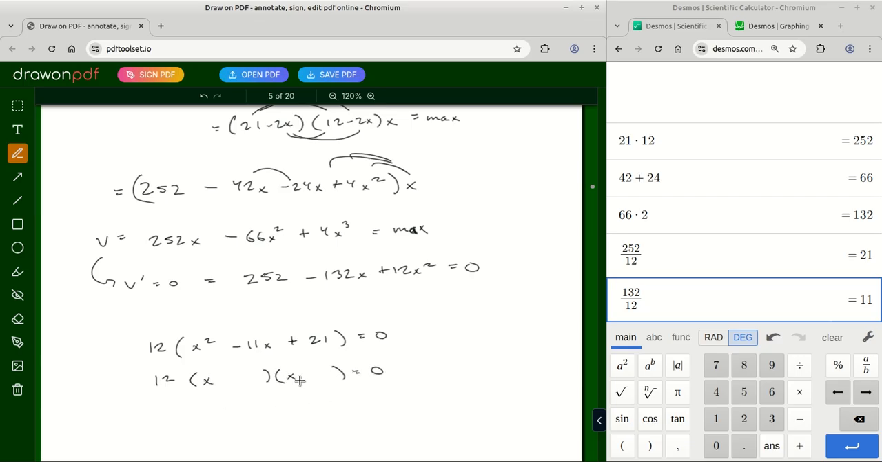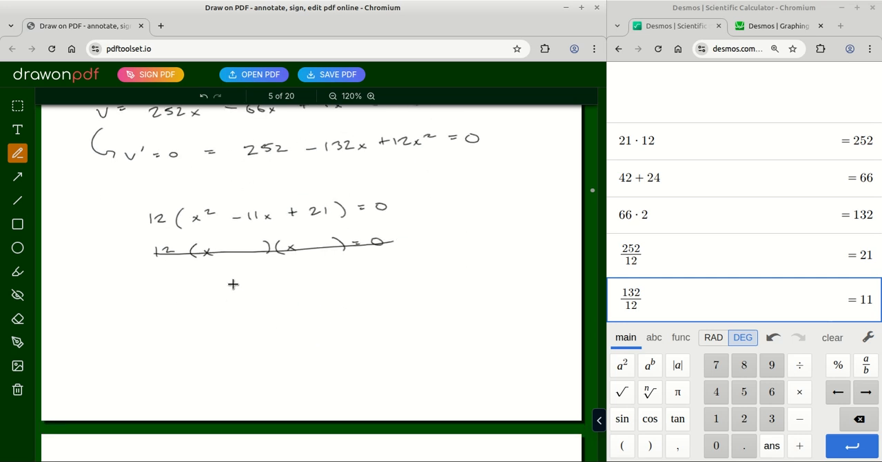What two numbers multiply and add? 7 and 3? No, actually. 7 and 3 make a 10. Well, darn. If you can't factor it, what do you do? You don't need that 12, by the way. What do you do? Quadratic formula. Oh, no.